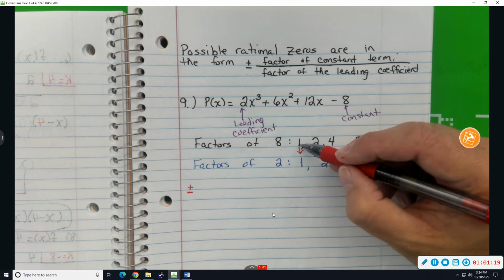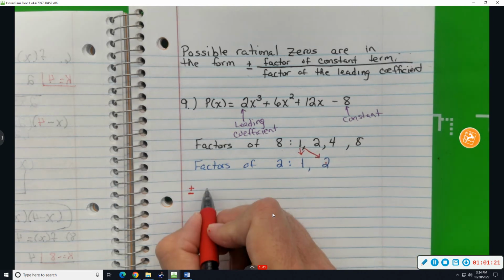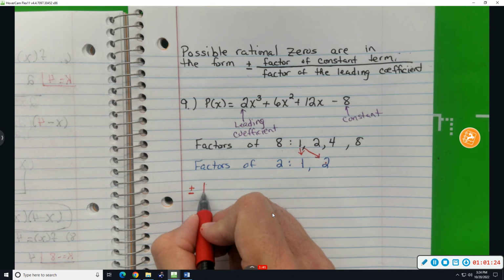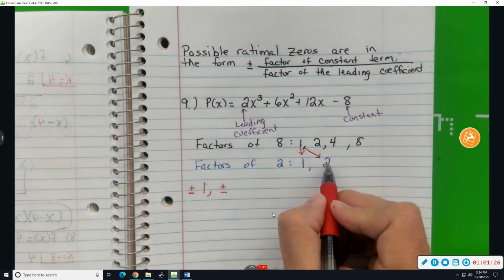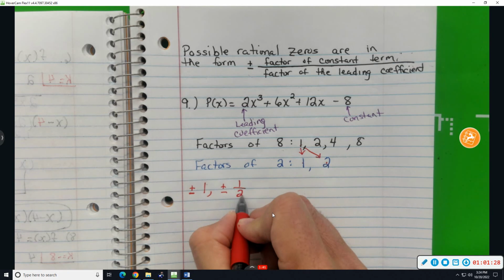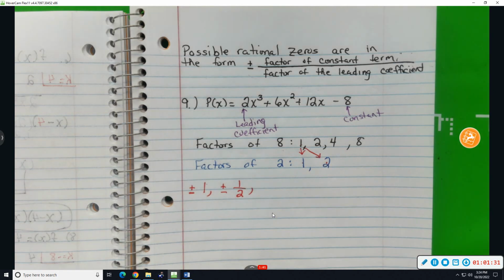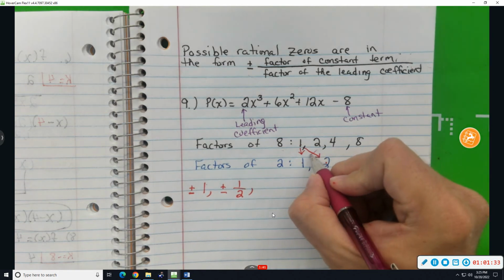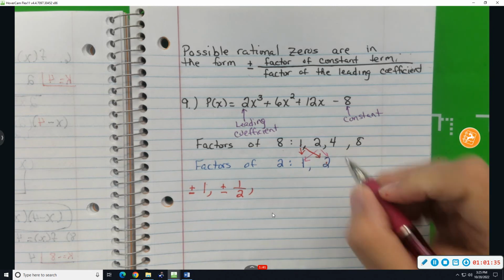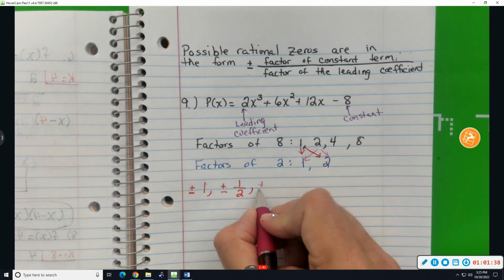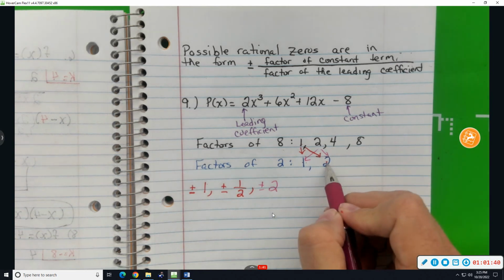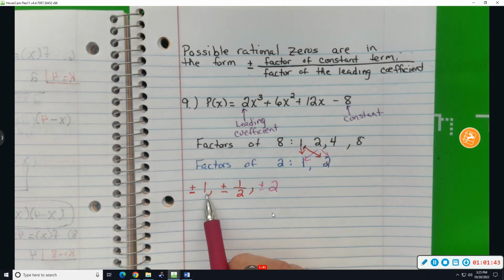1 over 1 would just be 1. 1 over 2. 2 over 1, which is just 2. 2 over 2 is 1. I've already listed that, so we don't repeat it. And these are all multiple choice, so even if you do repeat it, they won't have it repeated.